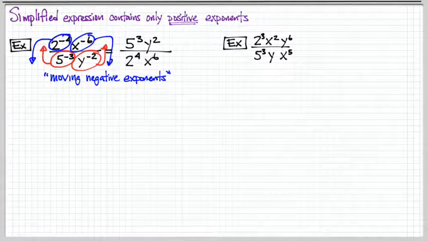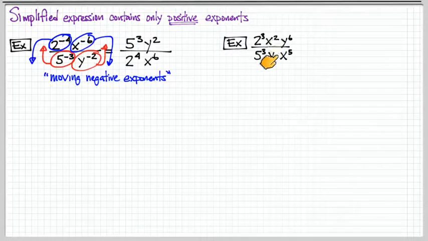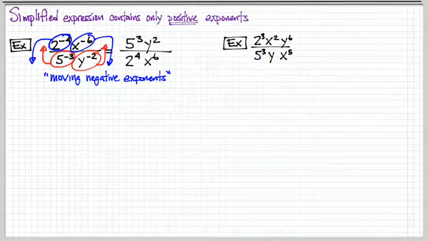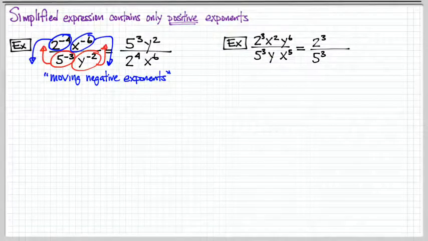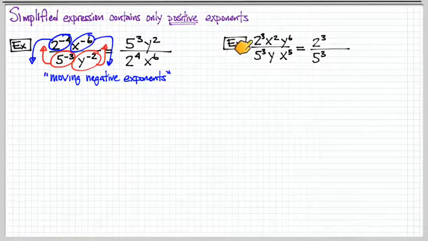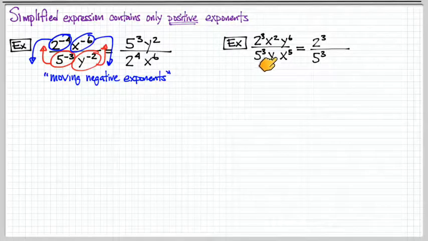Now let's look at this next one. 2 to the 3rd over 5 to the 3rd. I have some x terms on top, I have some y terms on top and the bottom, and I need to combine them now. I'm going to first start off with my numbers. There are no common terms, the 2 to the third is all by itself, 5 to the third just comes over here as well.